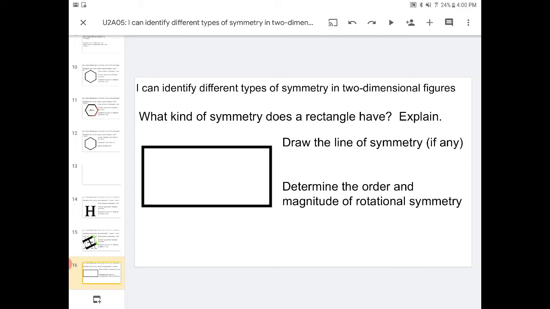And take a look at this. What kind of symmetry does a rectangle have? Explain. Draw the lines of symmetry, if any, and determine the order and magnitude of rotation. So pause the video and think about this for a moment.